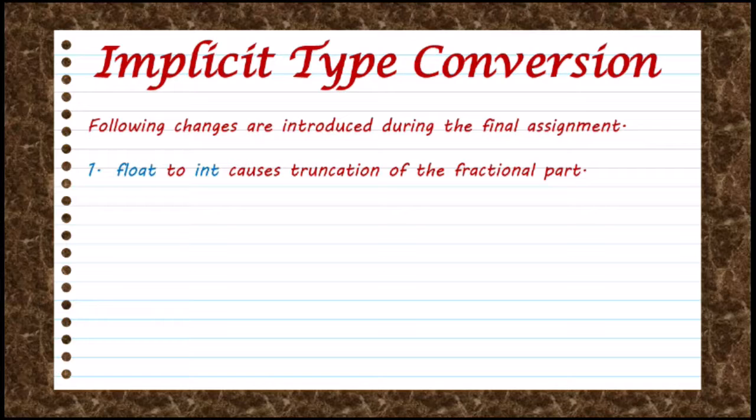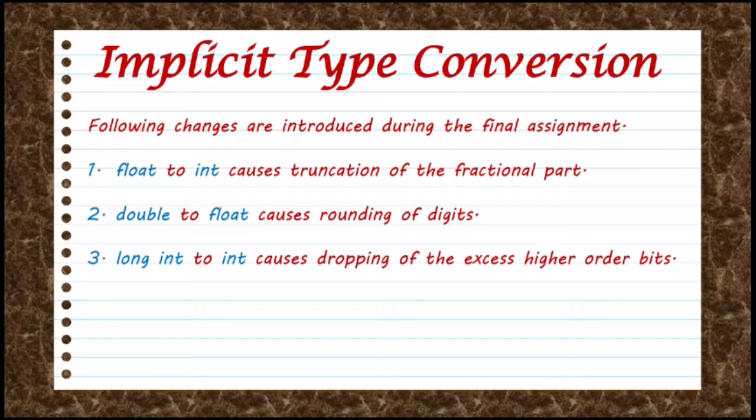First one, float to int causes truncation of the fractional part. So if we are converting float into integer, we will lose the fractional part. Double to float causes rounding of digits. And the third one, long int to int causes dropping of the excess higher order bits.